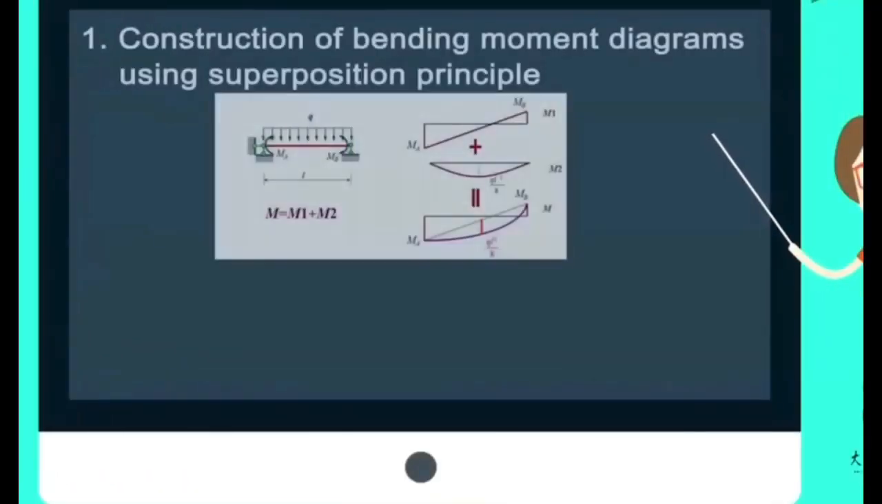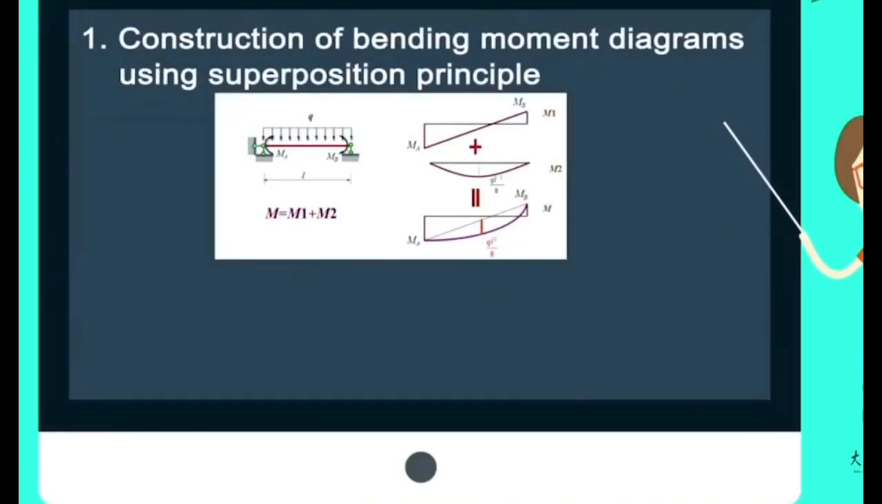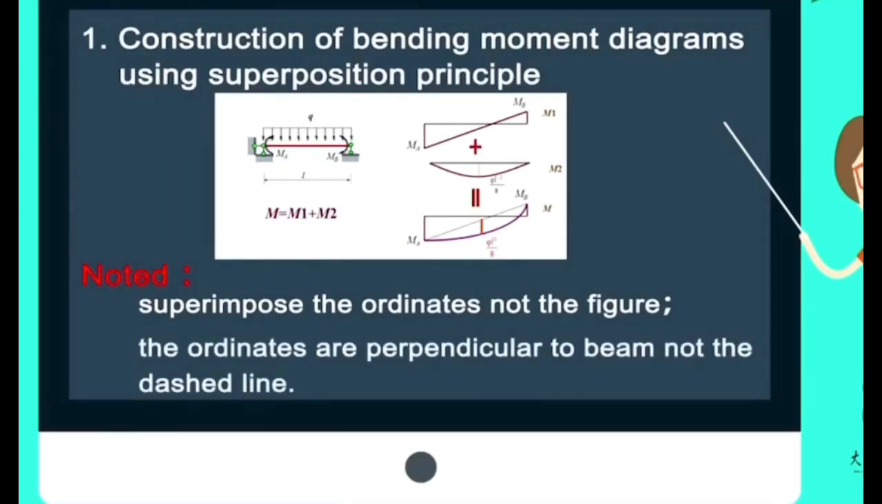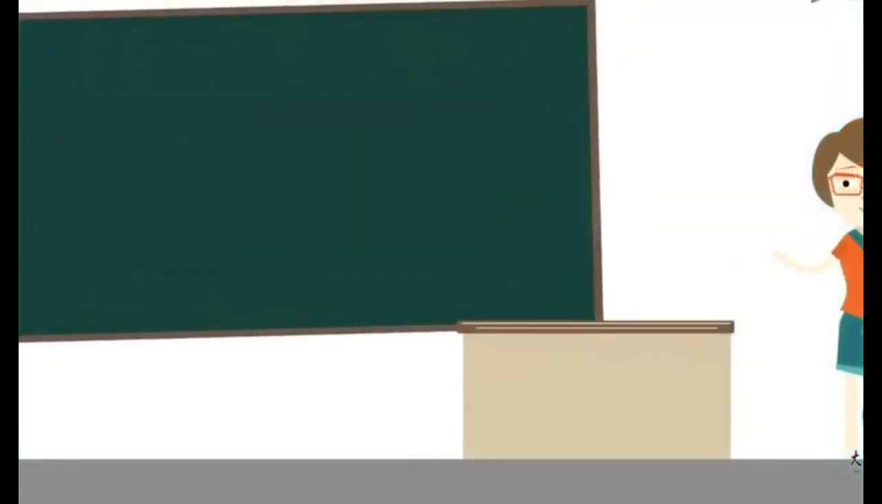When constructing the bending moment diagram, pay attention that we usually superimpose the ordinates, not the figure. The ordinates are perpendicular to the beam, not to the dashed line. For example, here, when we superimpose this qL squared over 8, the ordinate is perpendicular to the member AB, not to the dashed line.